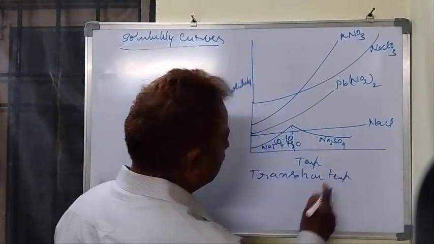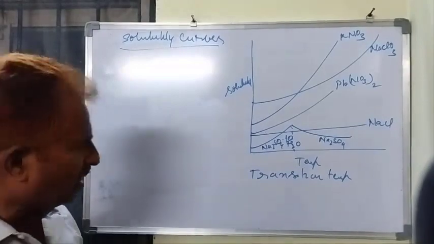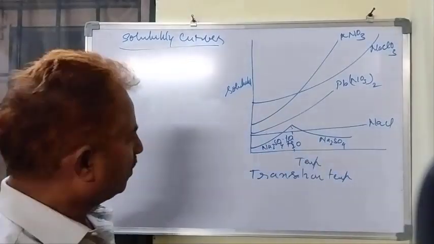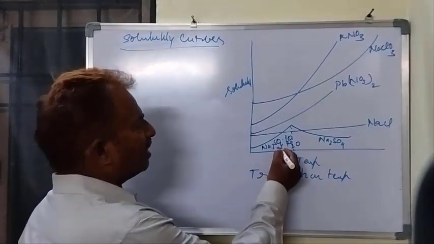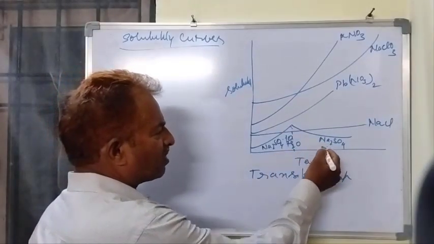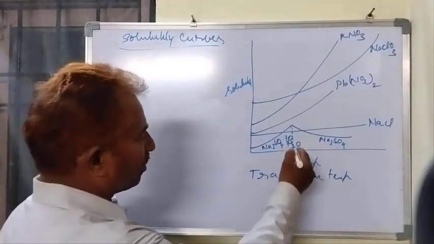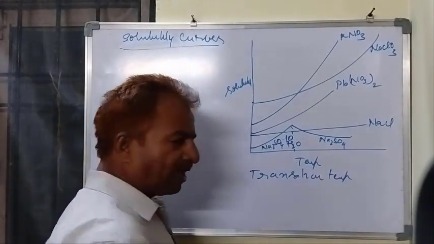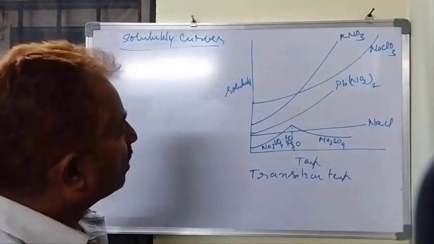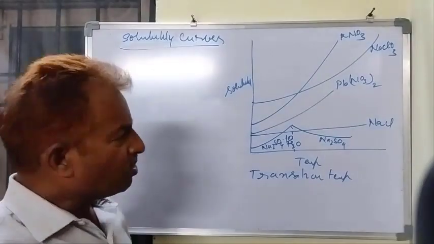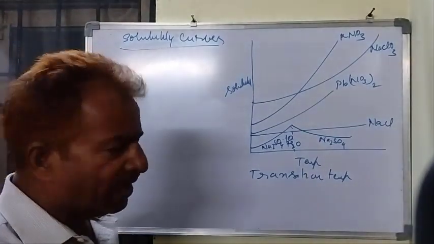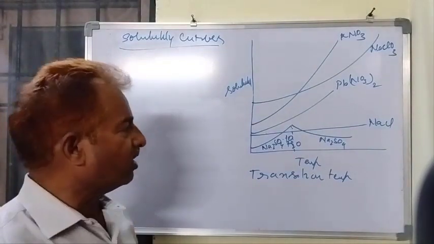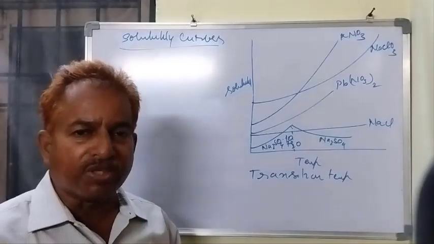Transition temperature is the temperature at which one physical form changes to another physical form. That means here the hydrated sodium sulfate becomes anhydrous. So this anhydrous sodium sulfate decreases its solubility on increasing the temperature. So these are the solubility curves. Using these solubility curves, we can find the solubility of any substance at a given temperature. That is the application of the solubility curves.